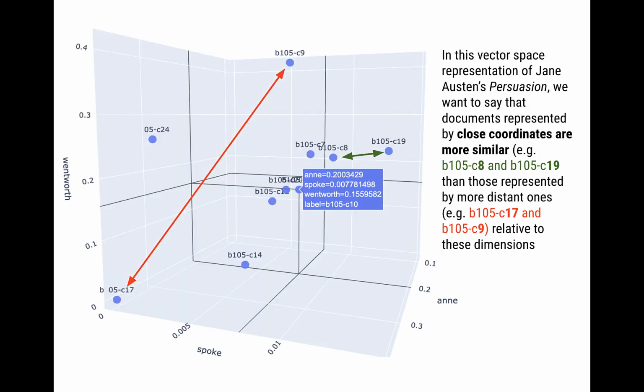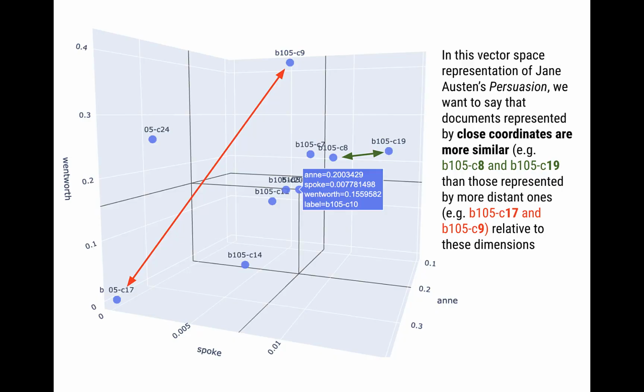So let's look at one of our example representations of vector space. Here is Jane Austen's Persuasion represented in vector space, where we've picked out 3 of the dimensions from that space. You remember each term is a dimension, so we have the dimension of Anne, the dimension of Wentworth, and the dimension of Spoke, and we can plot the documents, which are chapters, in this vector space. And you can see that the intuition here is that in this vector space, we want to say that the points that are close to each other are more similar.